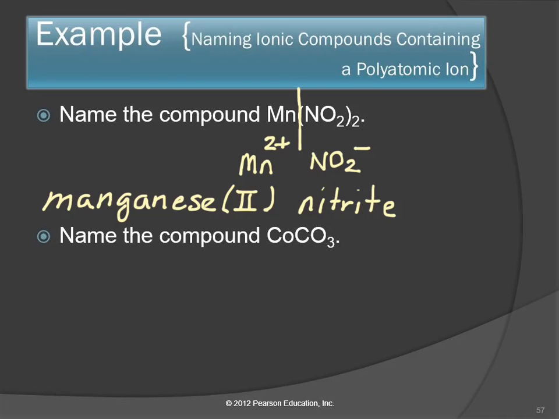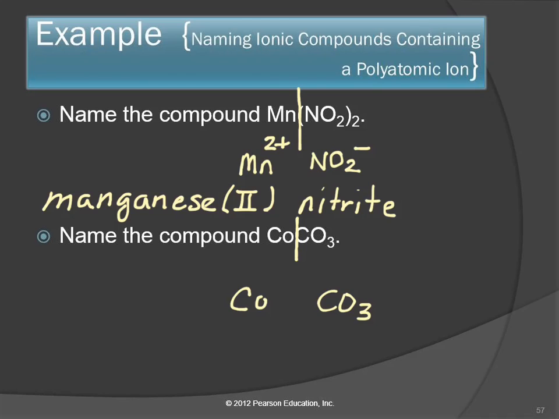So name this compound. That looks like CoCO3, but this first element, Co, that's a metal. And so this is going to be an ionic compound. There's the Co, and then there's everything else. So we've got Co, and we've got CO3. Only 2 pieces. 1 cut.